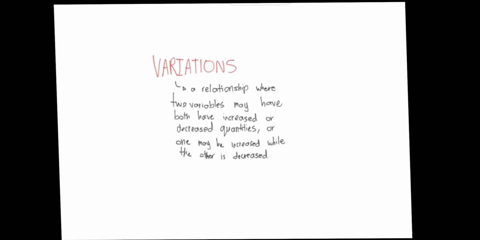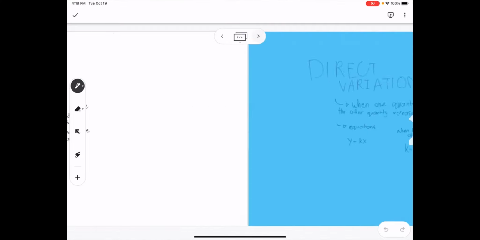Today, we'll be discussing variations. Variations are a relationship where two variables may both have increased or decreased quantities, or one may be increased while the other one is decreased. There are two types of variations.